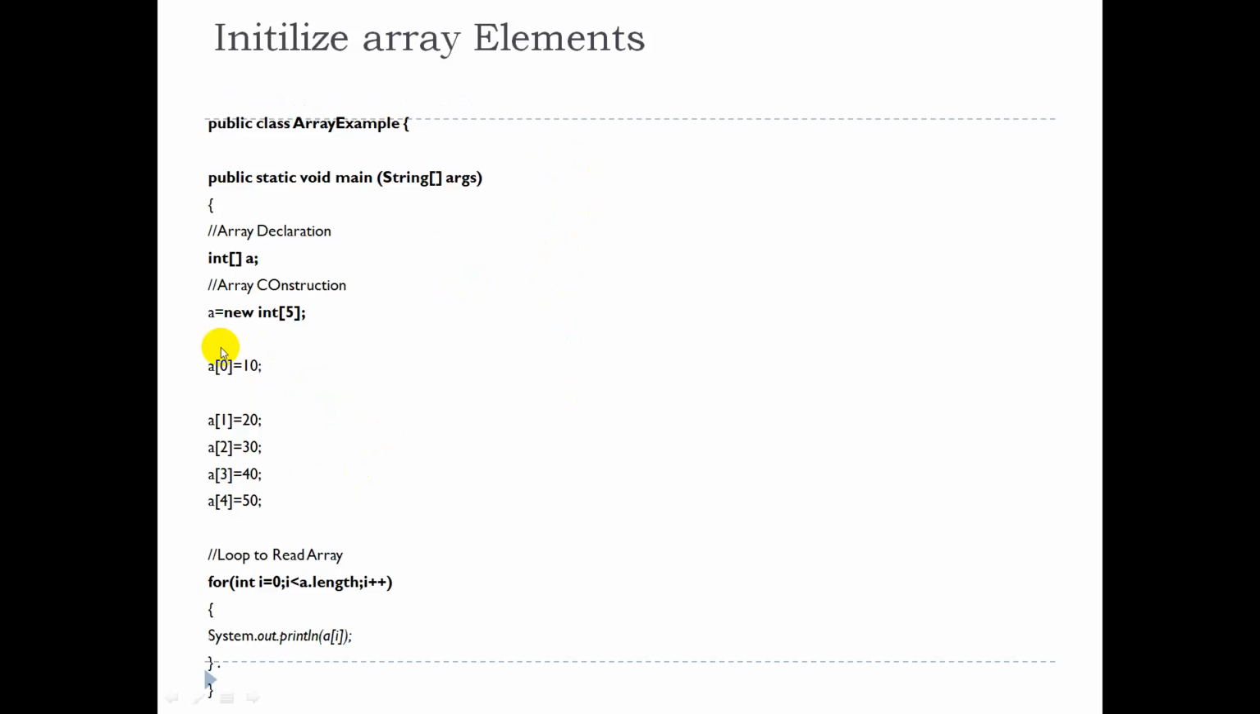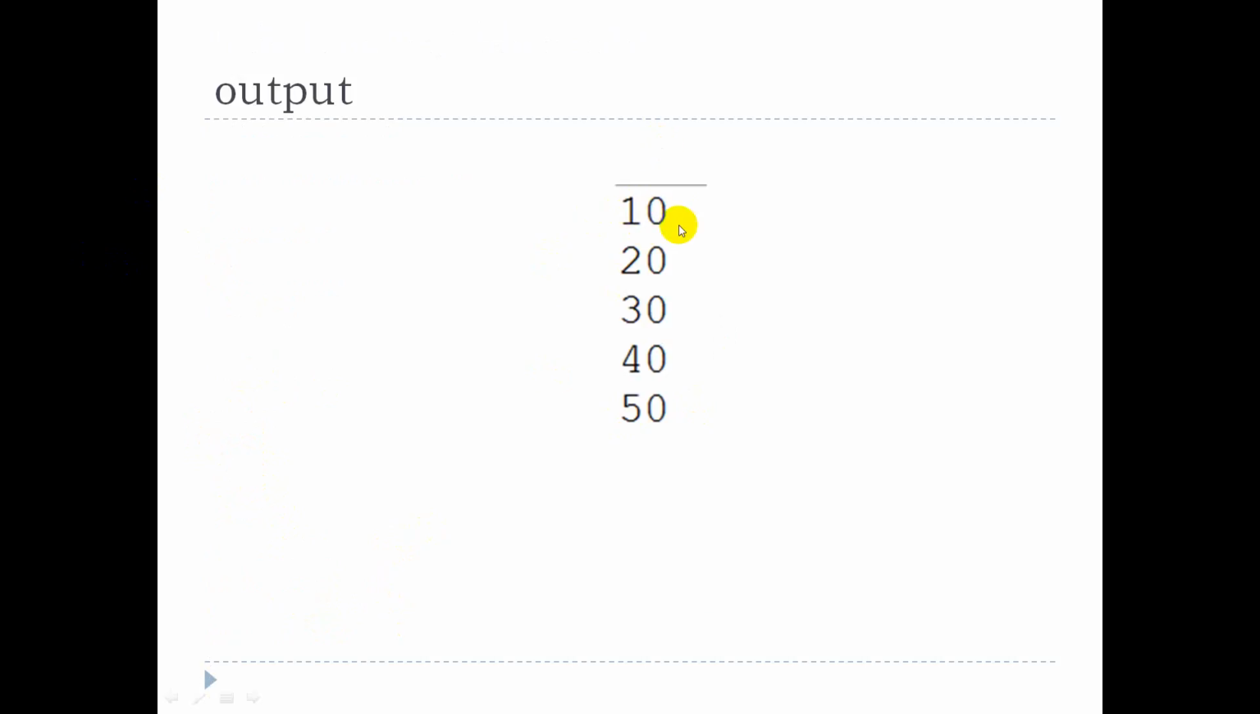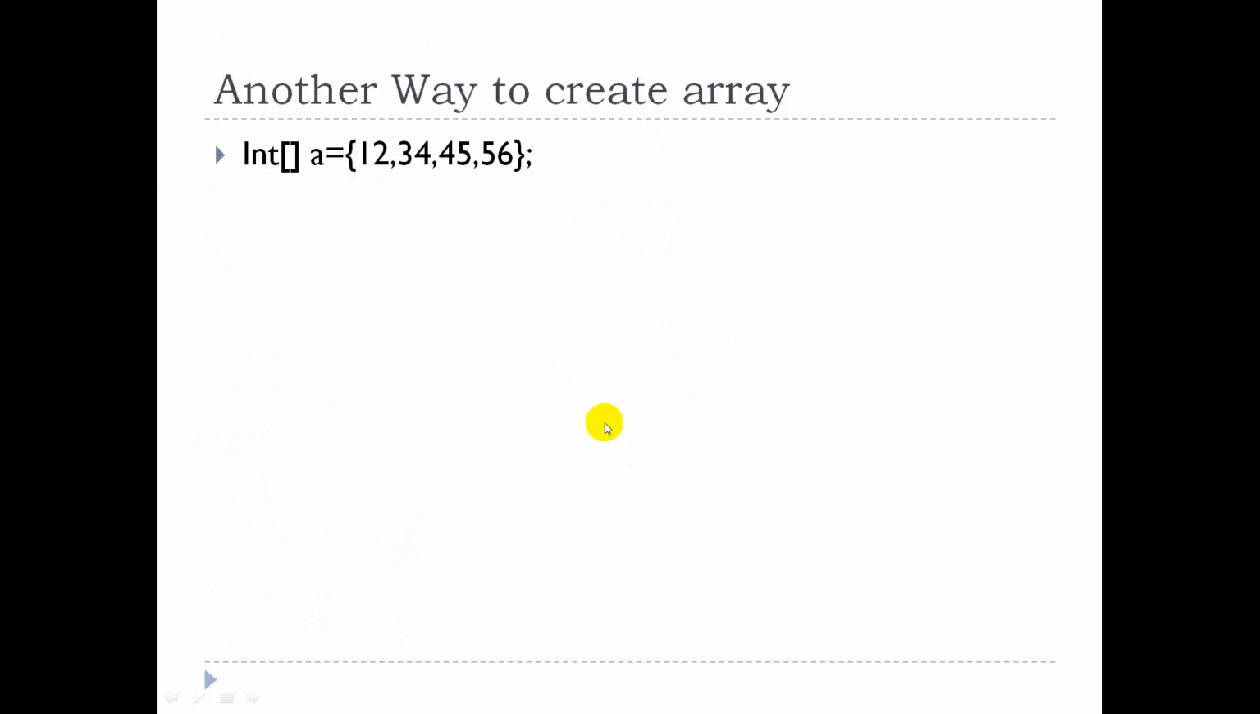Now if you want to initialize the array elements, very simple, just define the index of the array. Here I am passing a[0]. Array indexes start from the 0 index. So I pass 10 at index 0, at one index I pass 20, two index is 30, third index is 40, and fourth index is equal to 50. And if I read all the data elements through the for loop, you will have this output: 10, 20, 30, 40, 50.